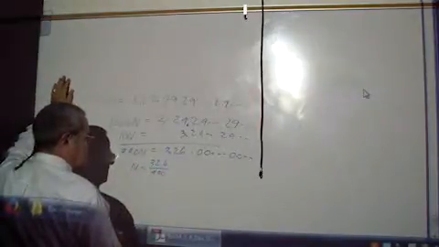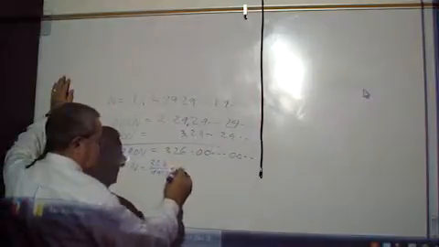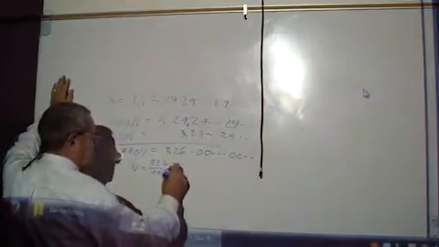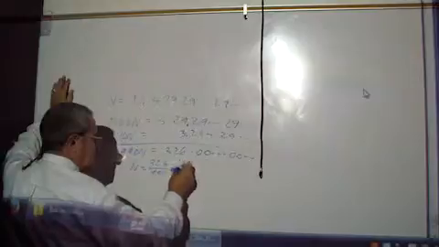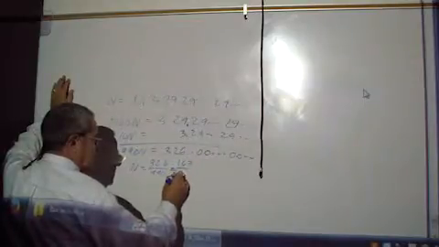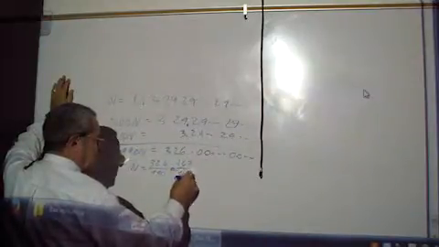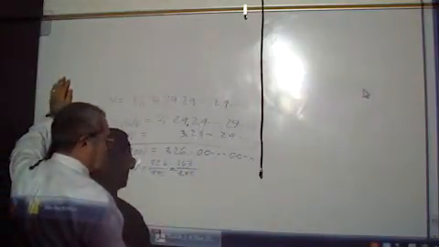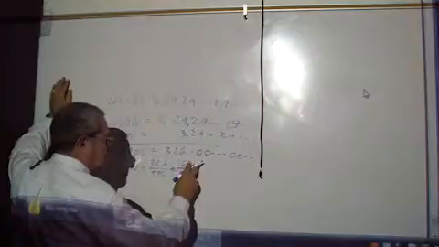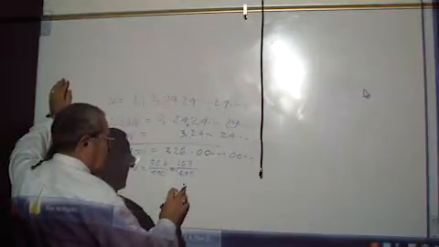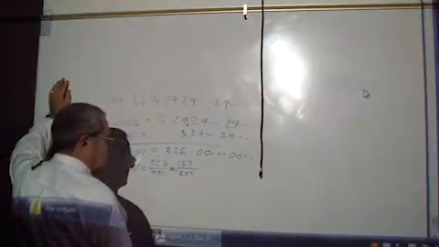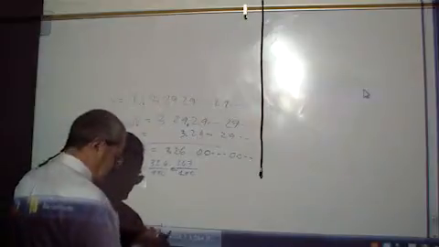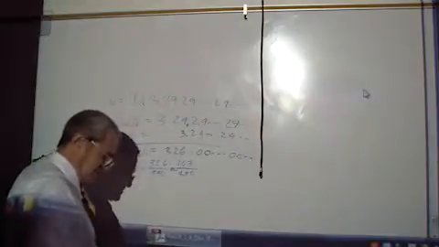Can you reduce this? You can divide by 2. That gives you 163 divided by 495. Can you divide by 3 again? The denominator yes, and the numerator no, because the sum of the digits is 10. It's not 9. And let's see if we got the right answer here.